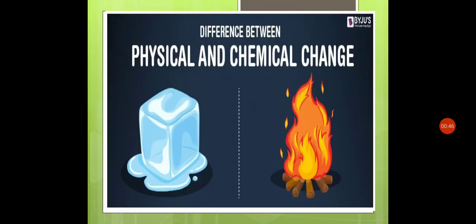What is the difference between physical and chemical change? Here you are watching on your screen, ice is melting. The ice has been converted into liquid water, and here wood is burning, and the wood has been converted into charcoal. So it is a chemical change. Ice melting is a physical change because there is a change in the state of matter. And here there is chemical change, and a new substance has been formed.